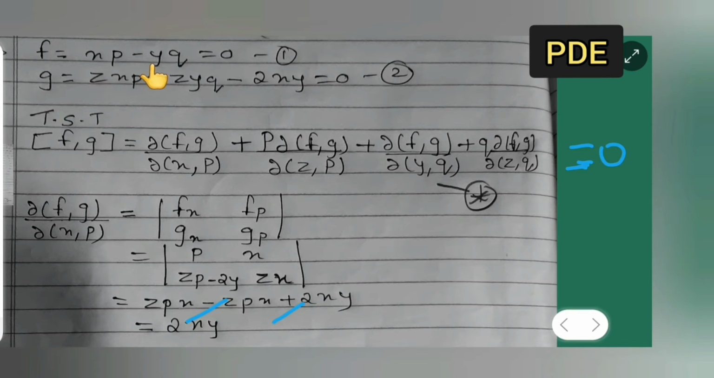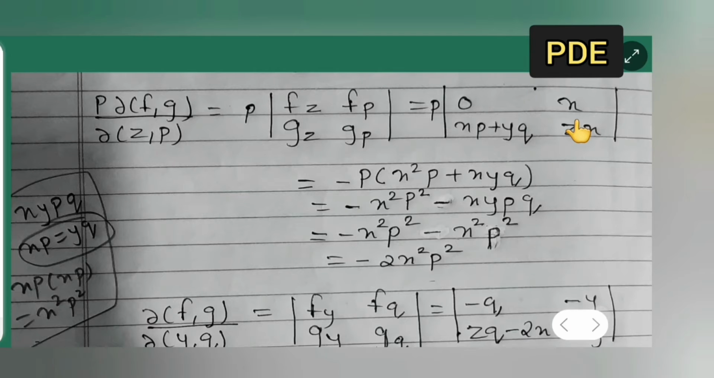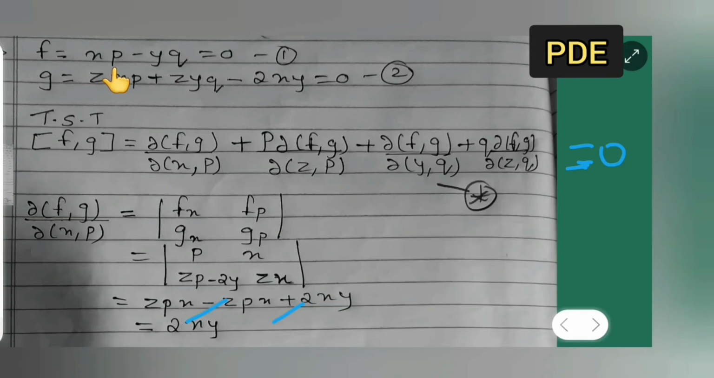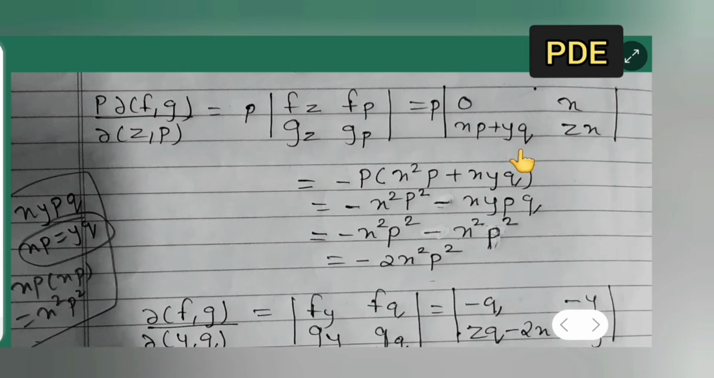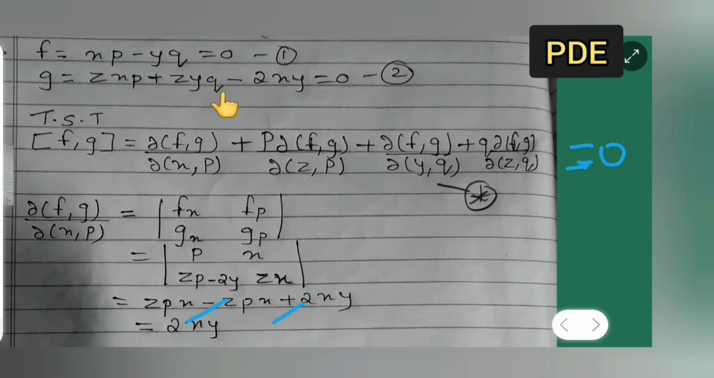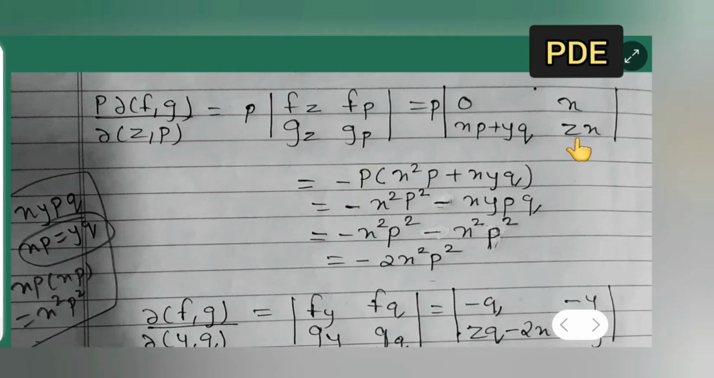What is it? F differentiate with respect to p, I said. So you get x. Plug the value over here. Now g differentiate with respect to z. What you are going to get is nothing but xp plus yq. And differentiate g with respect to p. What are you going to get? zx. So plug the value over here.